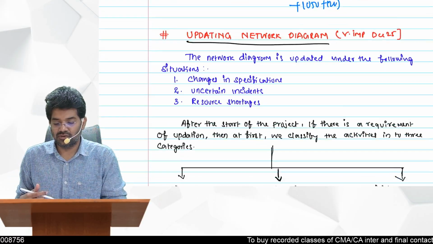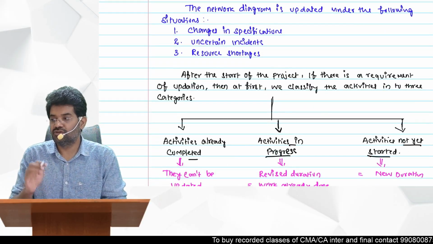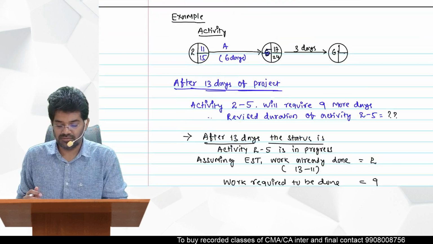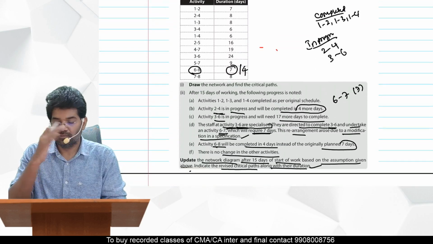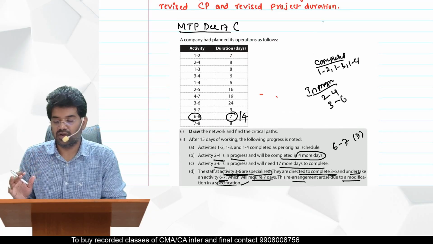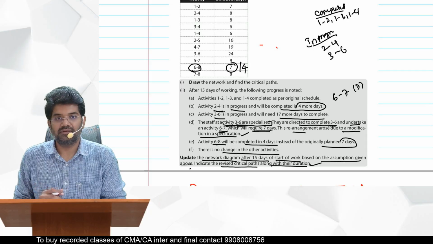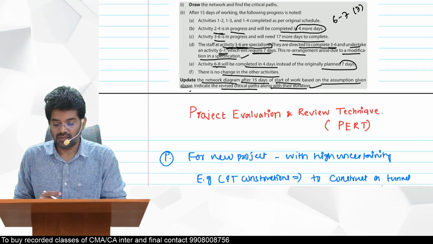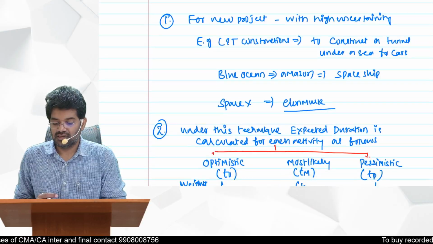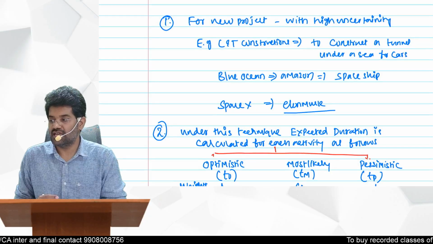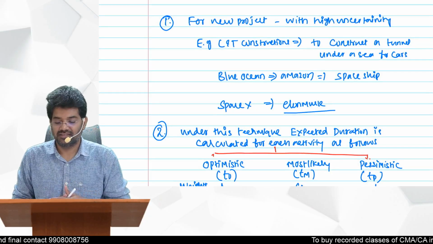So practice this question. You have an institute material, CMA institute material, this question. One question you will find for updation. Practice that question. So this is the question what I am expecting for this attempt. The next part in this is PERT, program evaluation and review technique.